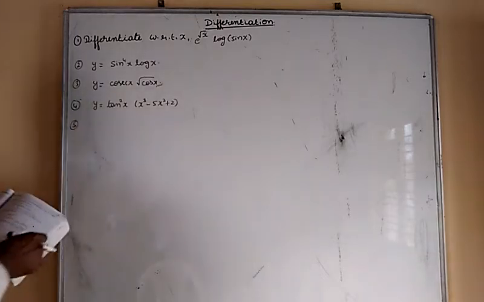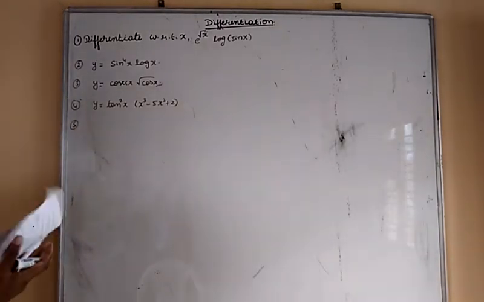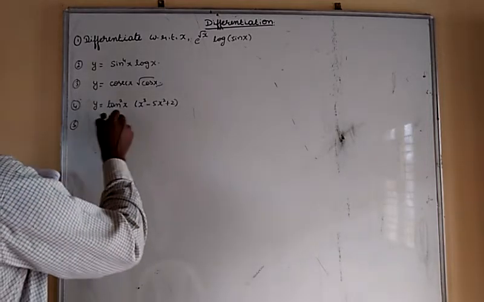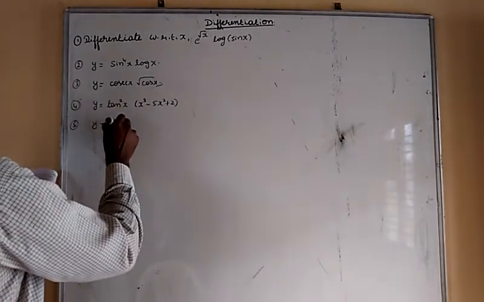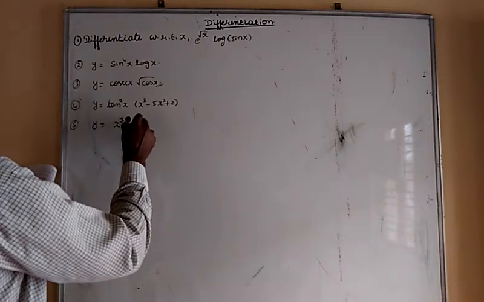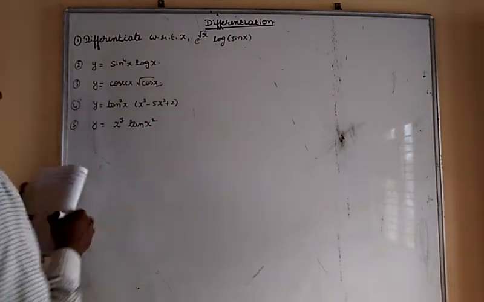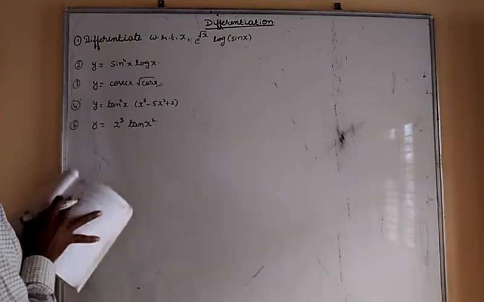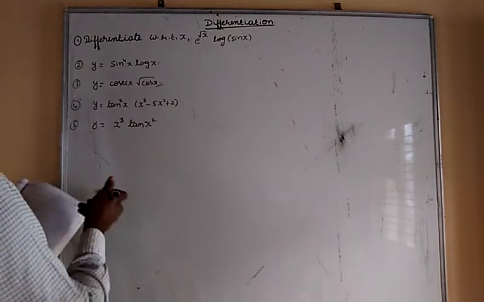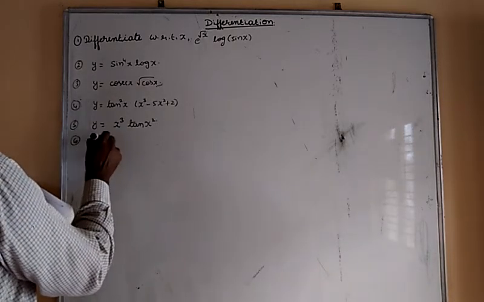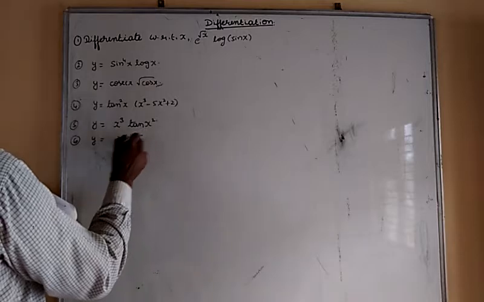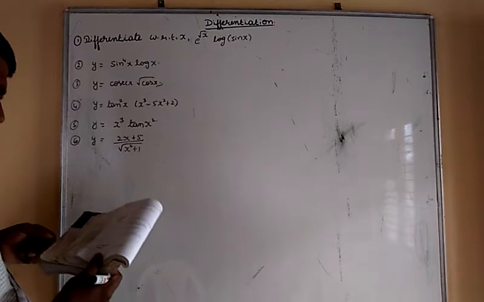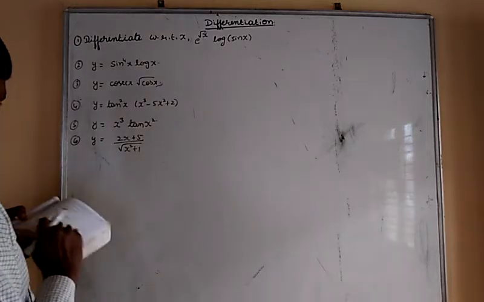So next one, y is equal to x cube tan x square. Then on the quotient rule, take down five questions on the quotient rule. Sixth one, y is equal to 2x plus 5 by root of x square plus 1.